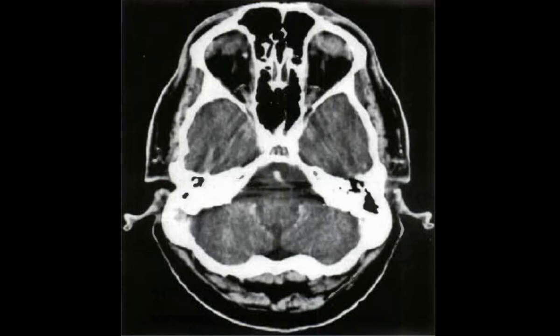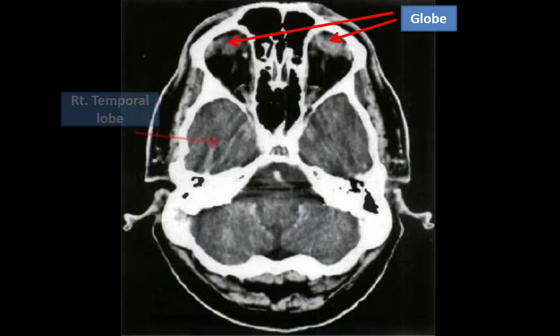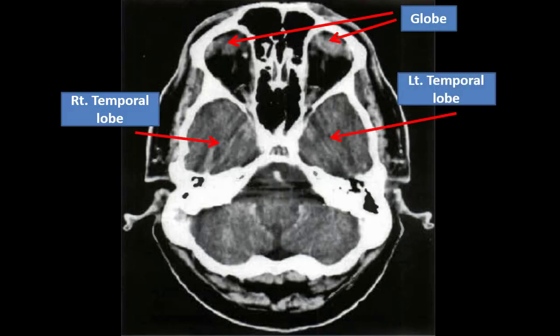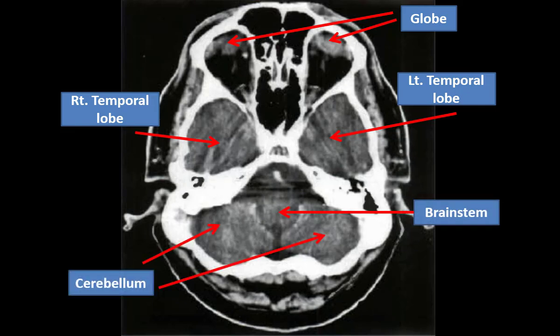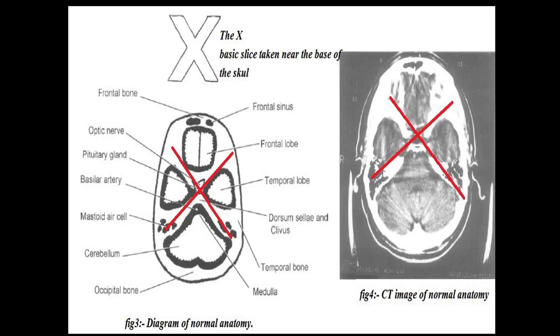This is the first section which is taken at the base of the skull. You can see these are globes, these are temporal lobes, here lies the brainstem, and these are the cerebellum. So this is the first section which you get when you take the section at the level of the base of the skull. So you can relate it to a cross. So the first section is cross, where you see the frontal lobe, the temporal lobe, the cerebellum, and here you see the brainstem.